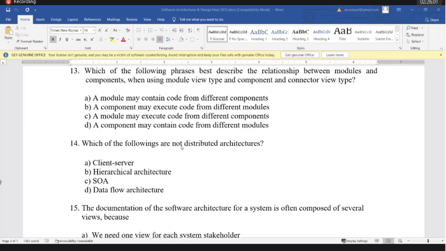Of course, yes. I made a mistake here. No, it's asking for not distributed architectures. So the answer is B, D.